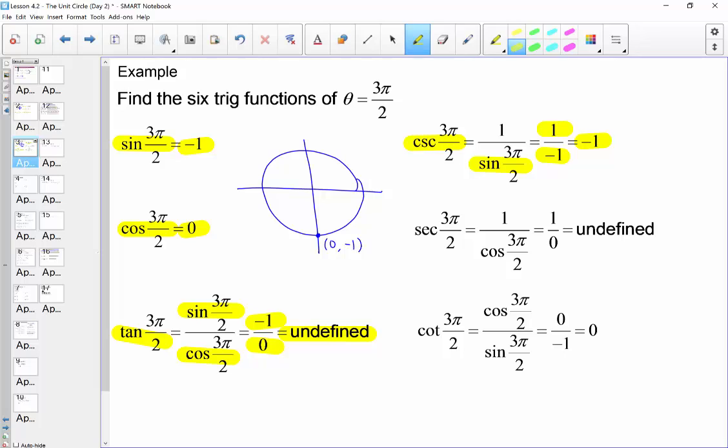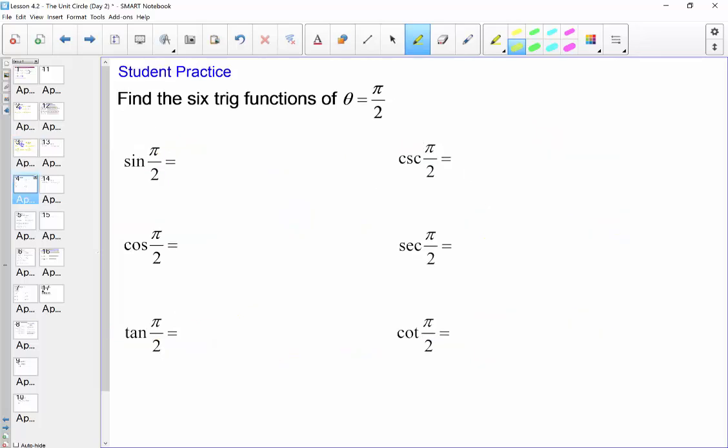The secant of 3 pi over 2 is equal to 1 over the cosine of 3 pi over 2. The cosine of 3 pi over 2 is 0. Again, we have another undefined function. Whenever something is divided by 0, it's undefined. And lastly, the cotangent of 3 pi over 2 is equal to the cosine of 3 pi over 2 divided by the sine of 3 pi over 2, which equals 0 over -1, or 0. Now go ahead and pause the video and try these 6 trig functions on your own.